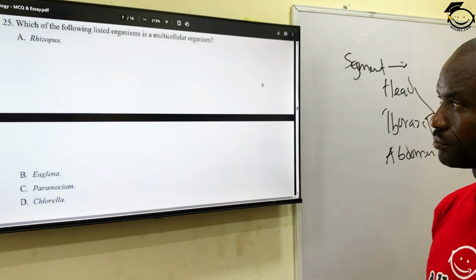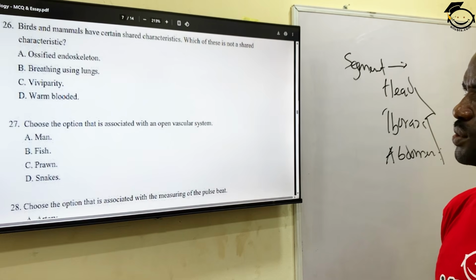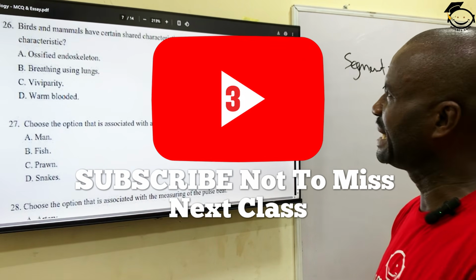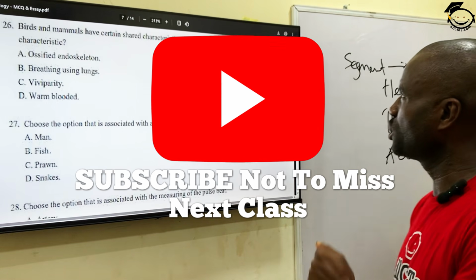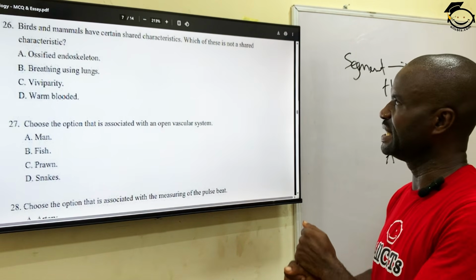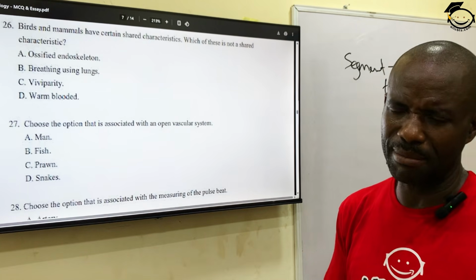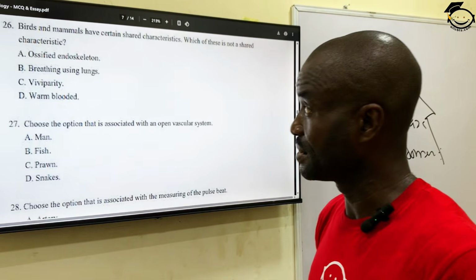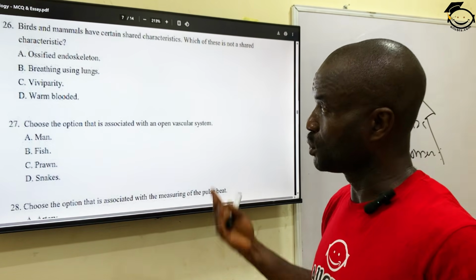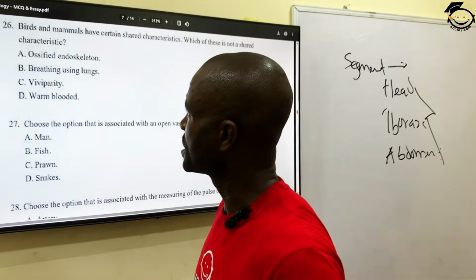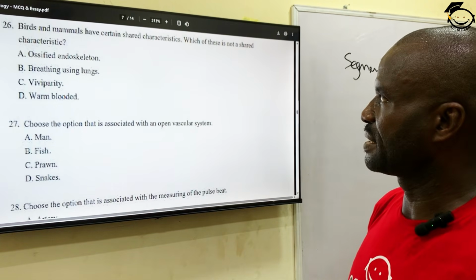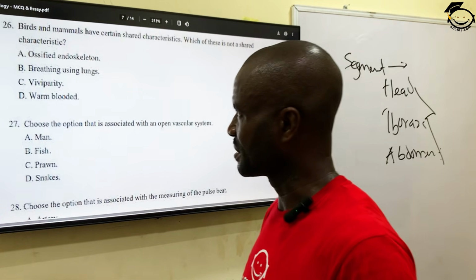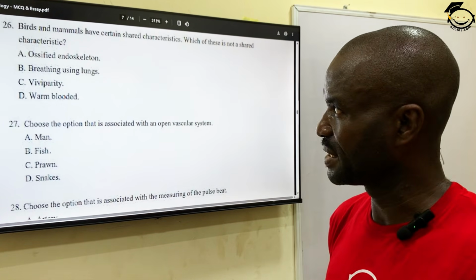Question 26 says birds and mammals have certain shared characteristics. Which of these is not a shared characteristic? Of course, birds and mammals have similar characteristics which they share together. Which of them is odd among them? A, ossified endoskeleton. There's nothing like ossified endoskeleton.